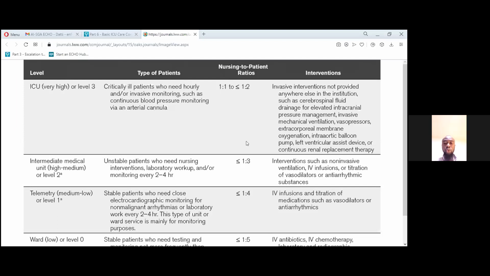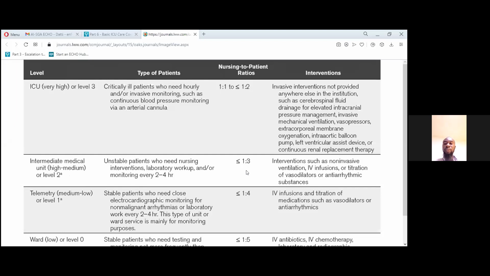In the level 2 ICU, that is the intermediate medical unit, the type of patients that we see are unstable patients who need nursing interventions and monitoring at intervals of 2 to 4 hours. And you can see the highest nurse to patient ratio is less than or equal to 1 to 3.